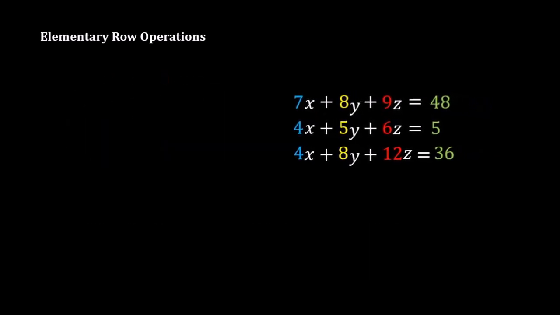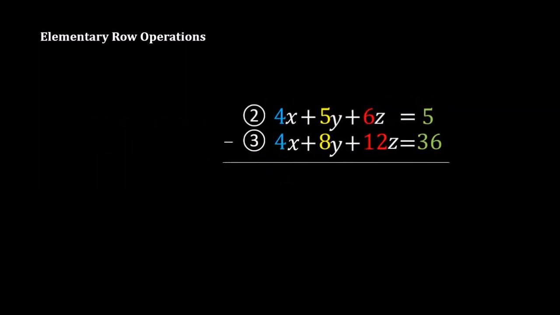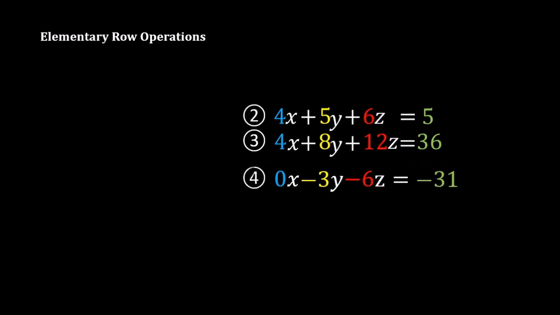Now, if you were given this system of equations, what would likely be your first step? For most, they would notice that these 4x's can be eliminated by subtracting equation 2 and 3. To successfully subtract these equations, we must ensure only corresponding variable coefficients get subtracted. Subtracting: 4x minus 4x equals 0x, 5y minus 8y equals negative 3y, 6z minus 12z equals negative 6z, and 5 minus 36 equals negative 31. Normally, we'd call this new equation we get something like equation 4.